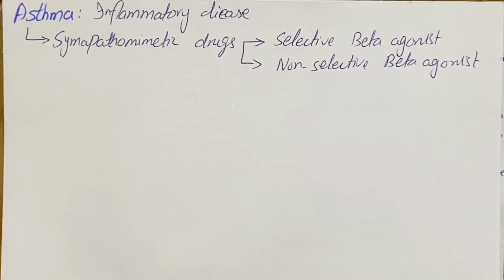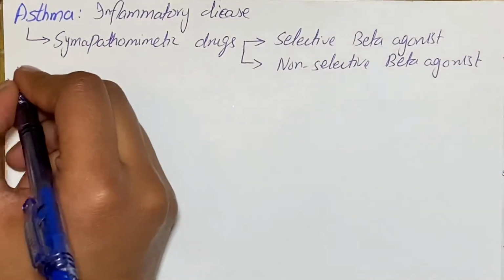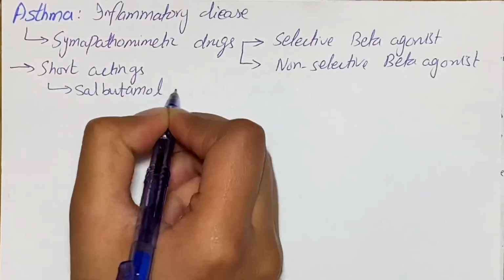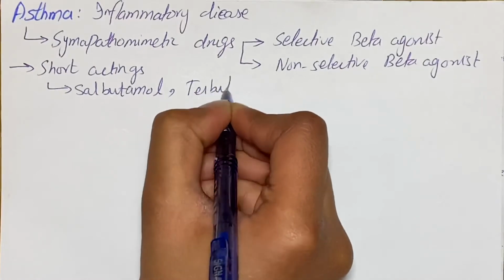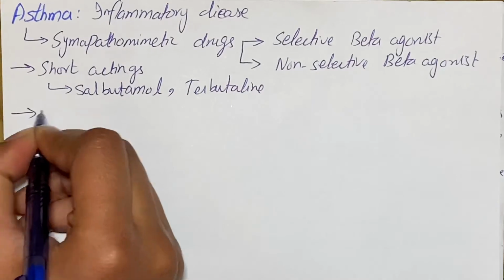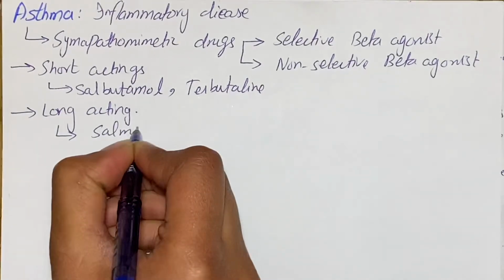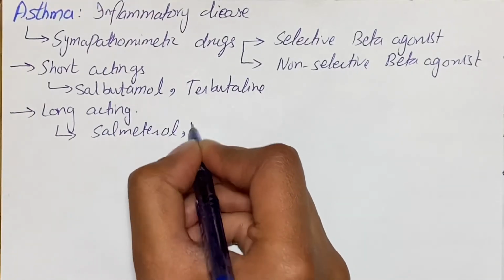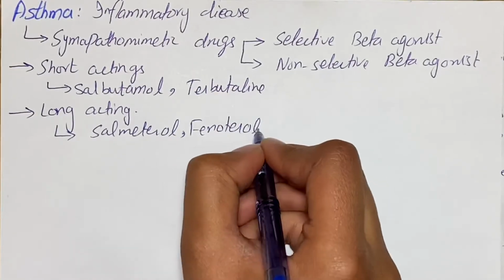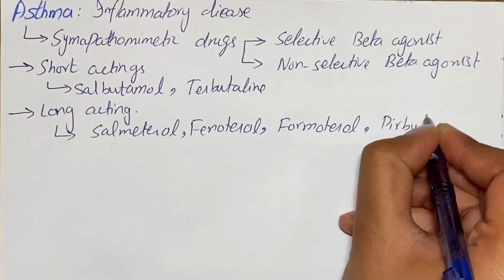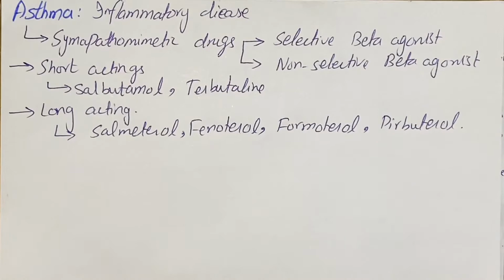So drugs which actions mimics that of sympathomimetic stimulations are called as sympathomimetic drugs, which we already know. So selective beta agonists are further divided into short acting and long acting. So short acting agents include salbutamol, terbutaline, and long acting, these include salmeterol and formoterol and terbutaline. All of these are having longer action.